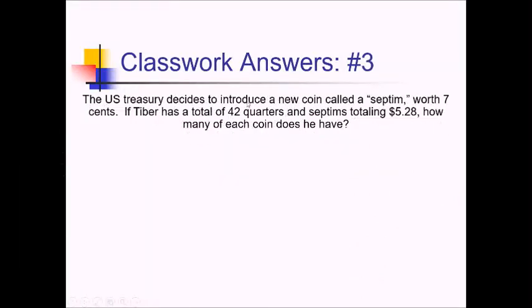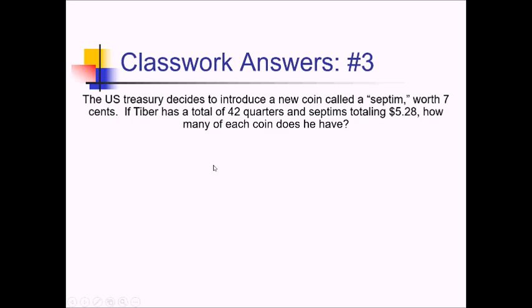For this problem, we have the U.S. Treasury deciding to introduce a new coin called a septum worth 7 cents. Someone's been playing a little bit too much Elder Scrolls over there at the U.S. Treasury. If Tiber has a total of 42 quarters and septums totaling $5.28, we want to know how many of each coin he has.